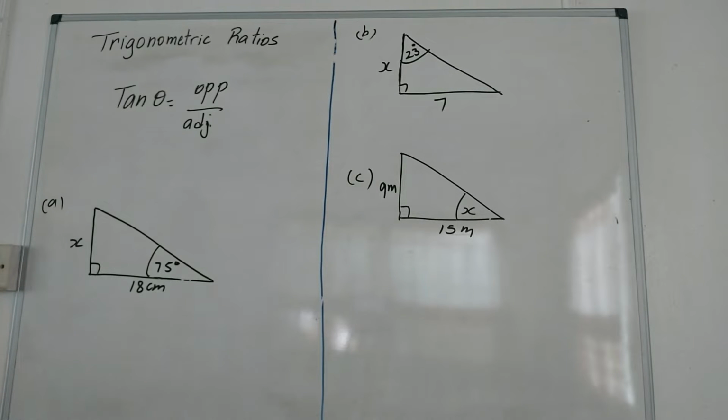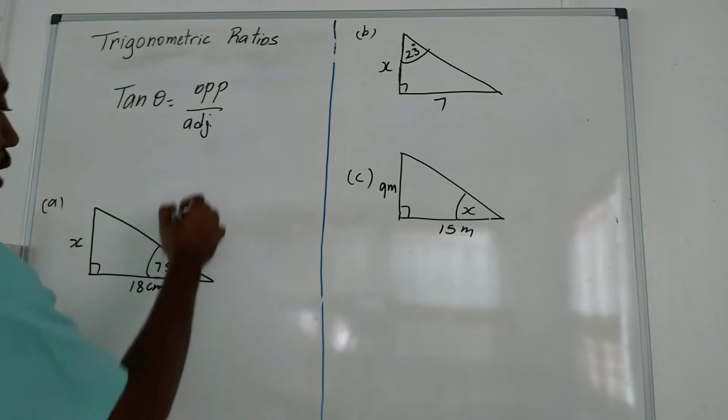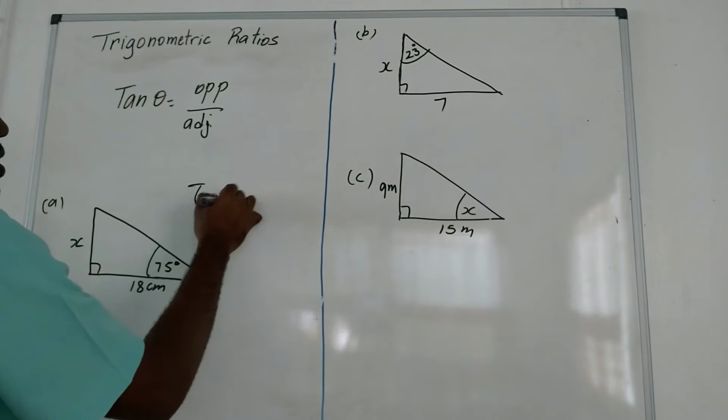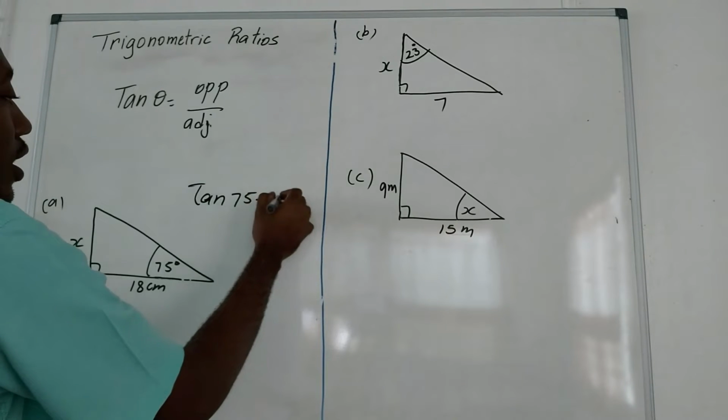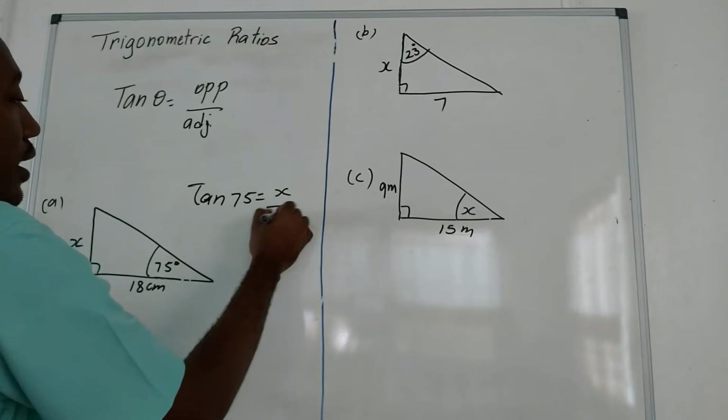All right, so now in this lesson, we will use tan to calculate the sides and the angles. And remember, tan is equal to the opposite over the adjacent. So let's start here. Let's identify which is the opposite and which is the adjacent. Remember, the opposite is in relation to the angle. So x is the opposite of 75. So tan 75 is equal to the opposite, which is x over 18.